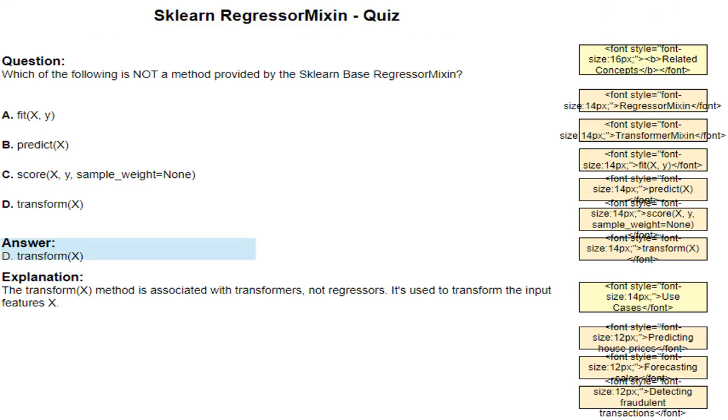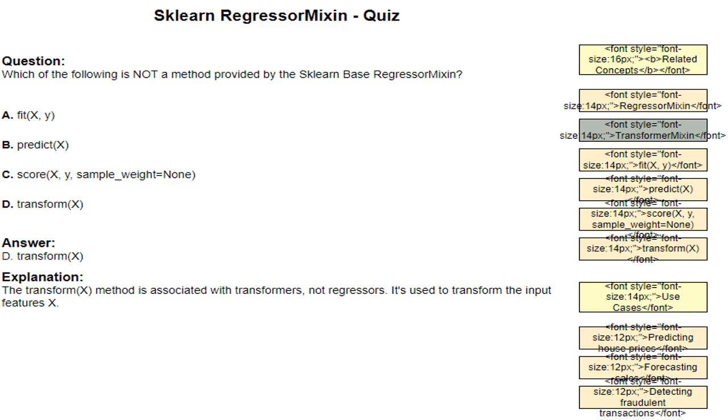D. transform(X). The transform(X) method is not a method provided by the sklearn base regressor mixin. It is associated with transformers. It's used to transform the input features X. A common example is scaling features to a common range. Transformer mixin. Before training a house price prediction model, you might use a standard scaler transformer to scale features like square footage and number of bedrooms to have a mean of 0 and standard deviation of 1. This can improve model performance by standardizing the input data.